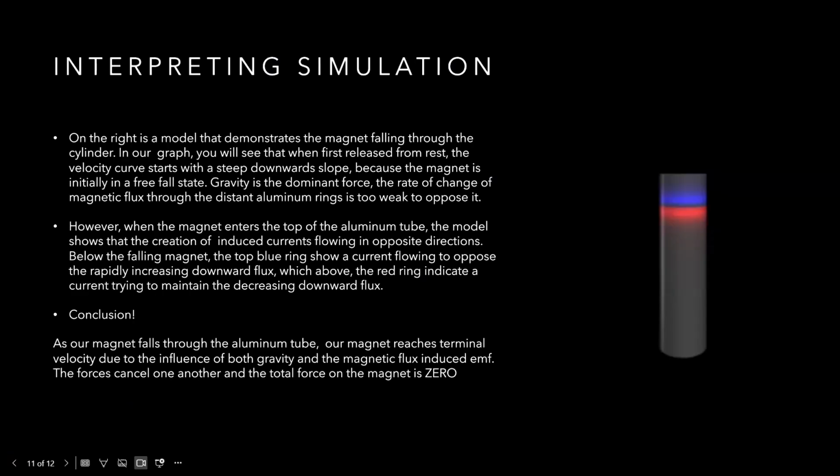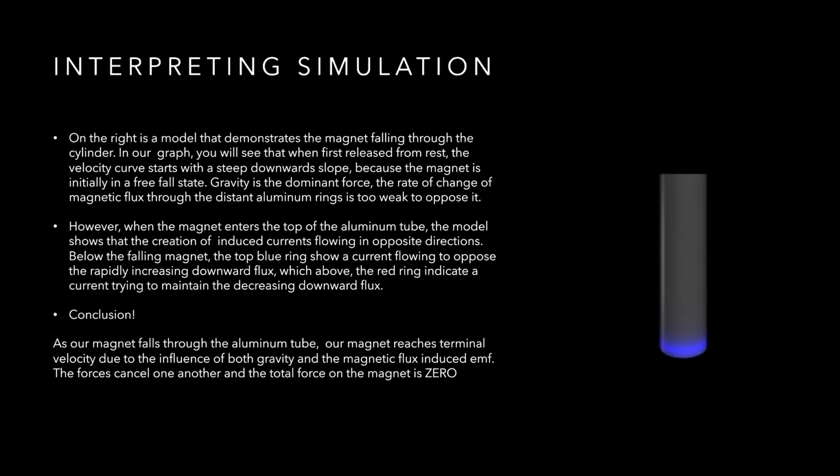Now, interpreting our simulation. This is the simulation we've created. On the right is a model that demonstrates the magnet falling through the cylinder. In our graph, you will see that in the very first second after we release from rest, the velocity curve starts with a steep downward slope. This is because the magnet is initially in free fall, and gravity is our dominant force. The rate of change of magnetic flux through the distant aluminum rings is too weak to oppose it.